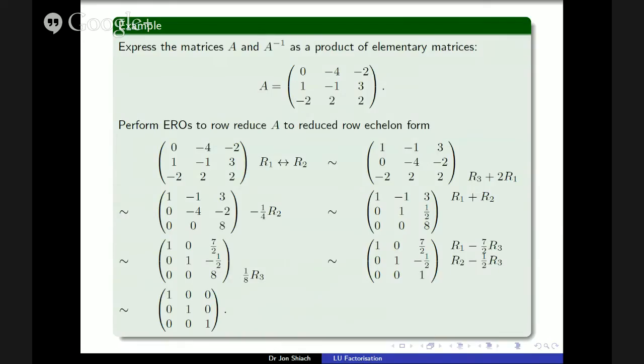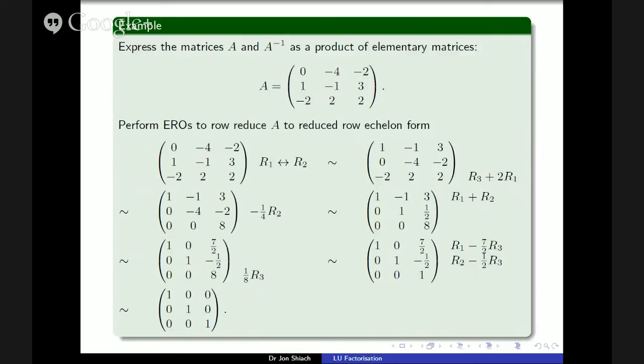Okay, let's have a look at an example. I've got a 3 by 3 matrix A here, and we're going to express A and A inverse using elementary matrices. So what I'm going to have to do is row reduce A until I get to the identity matrix. This is going right back to your first year stuff, Gauss elimination.